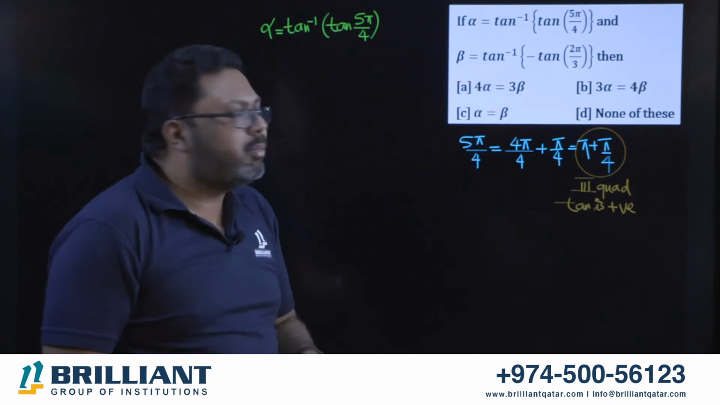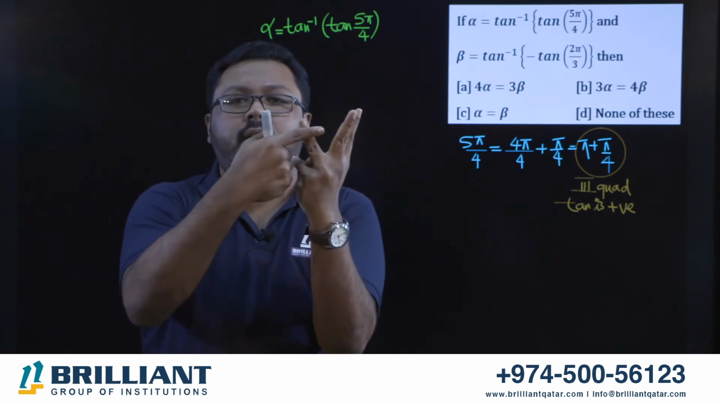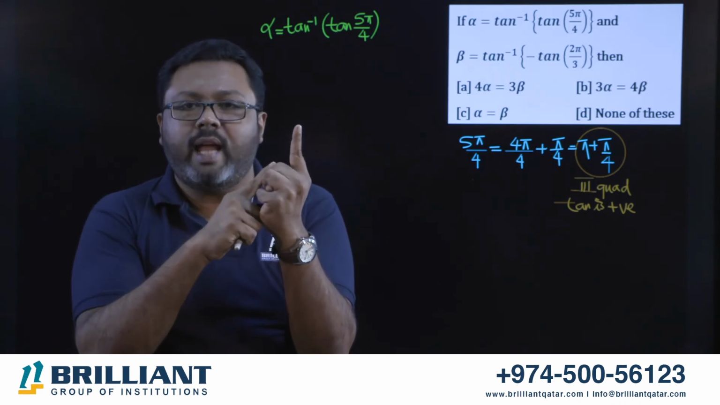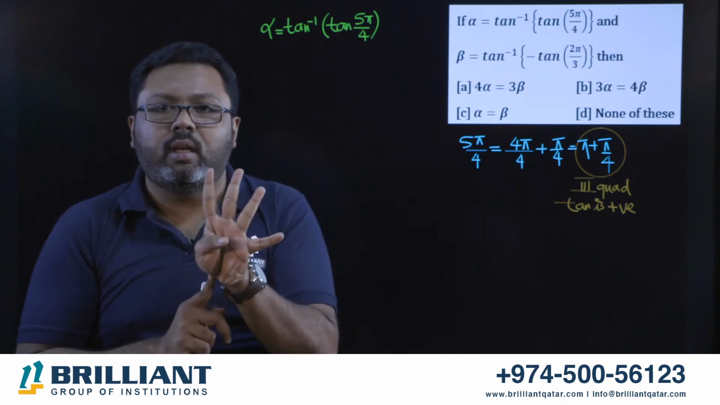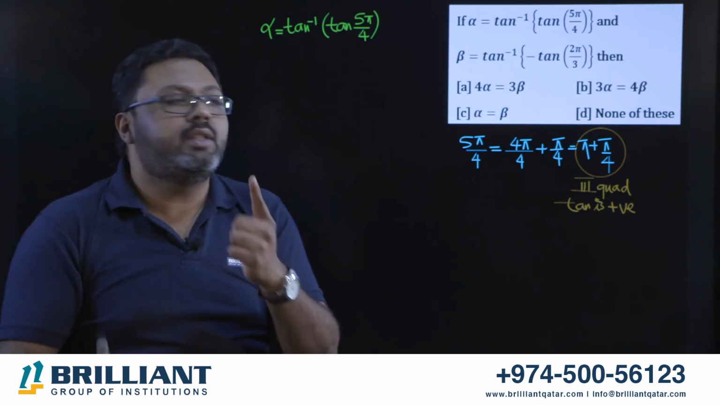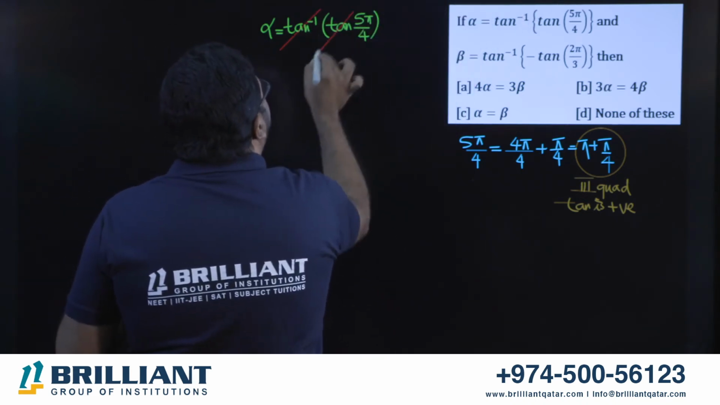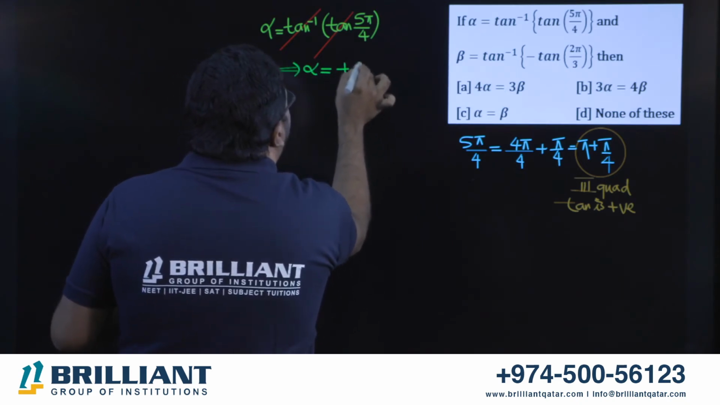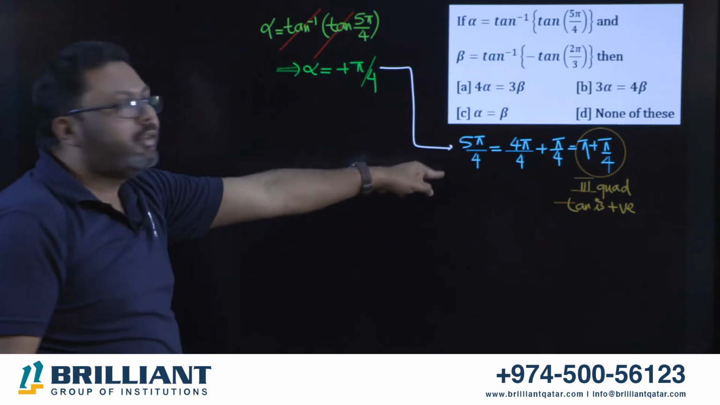What is the key to remembering it? All silver teacups. All: the first quadrant, all positive. Silver: sin positive. Tea: tan positive. Cups: cos positive. That is the order in which the four quadrants have the sign. So in the third quadrant tan is positive, and sin and cos are negative. So I'm getting the answer as positive. So you can cancel these two, and your answer for alpha is equal to positive pi by 4.